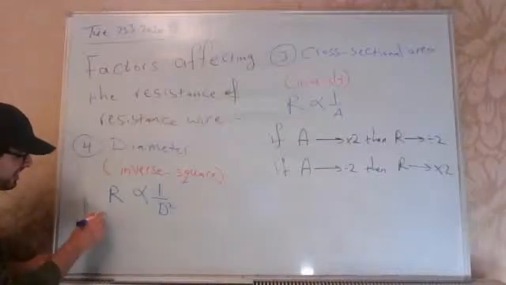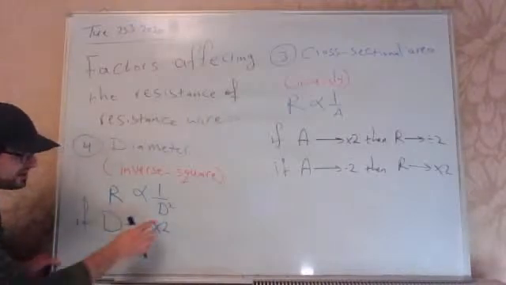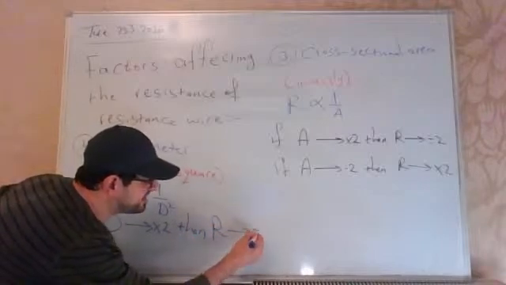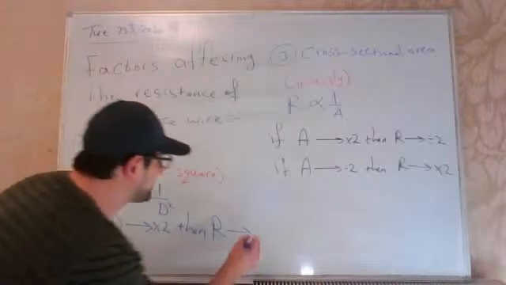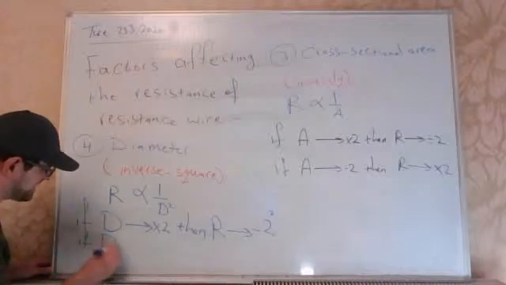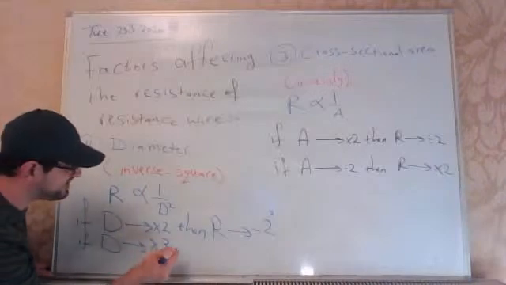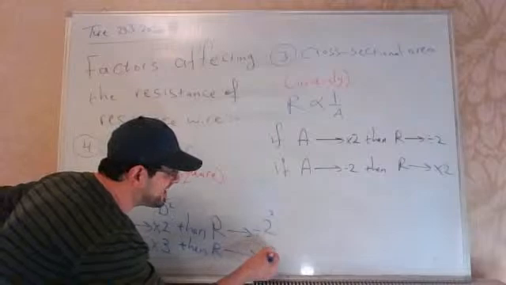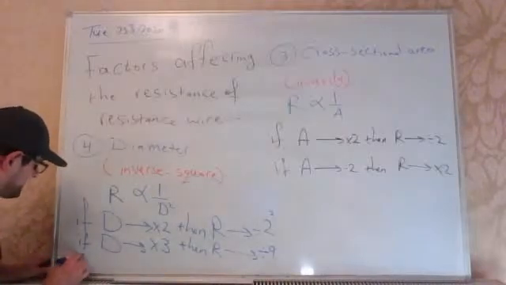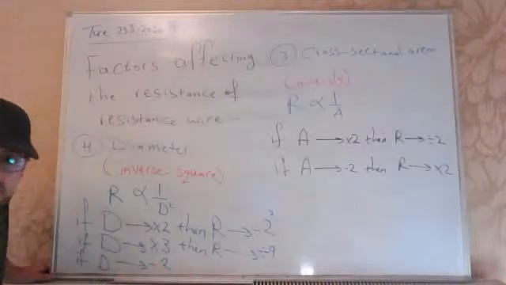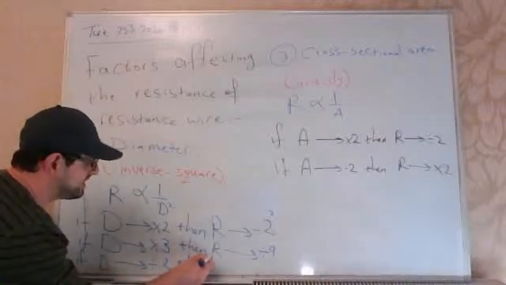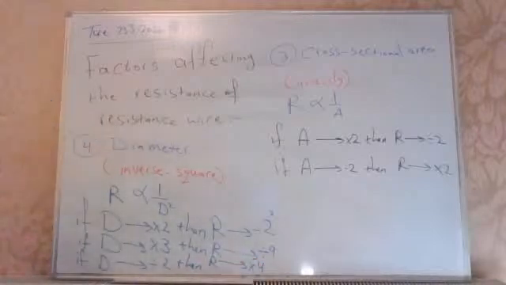If the diameter has been doubled, then the resistance will be divided by 2 squared, meaning divided by 4. It will be 4 times smaller. And if the diameter has been multiplied by 3, then the resistance will be divided by 9, because it is divided by 3 squared. If the diameter was divided by 2, then the resistance will be multiplied by 2 squared, multiplied by 4.